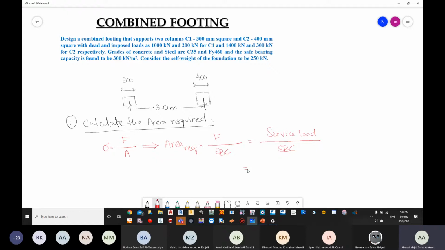Now how many loadings are there? There are 4 loadings, 2 in the first column, 2 in the second column. So we have 300, and we have 1000 kilonewton, and then you have 200, and then you have 1400, and then you have 300.